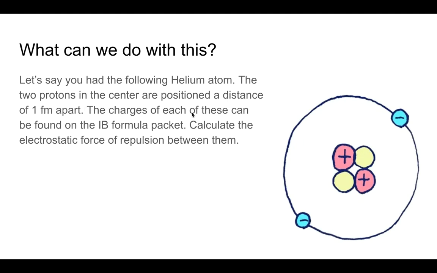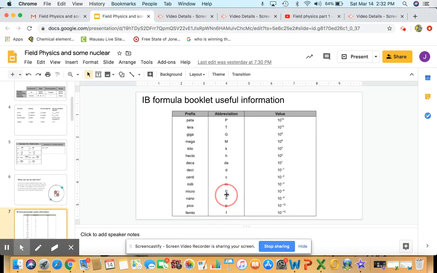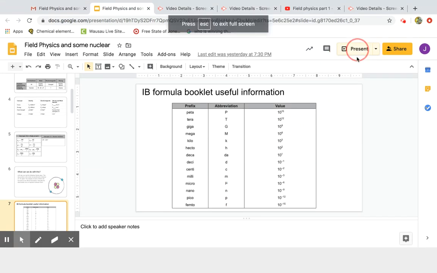The charges of each of these can be found in the IB formula packet. So each of these two things have the elementary charge. Calculate the force of repulsion between these two. So this positive charge right here and this positive charge right here are really, really close together, 10 to the minus 15 meters apart from the center of this one to the center of this one. And essentially, they're going to push each other off with a tremendous amount of force. Well, here's the formula packet where it says femto on the bottom. Yeah, femto, okay, present here.